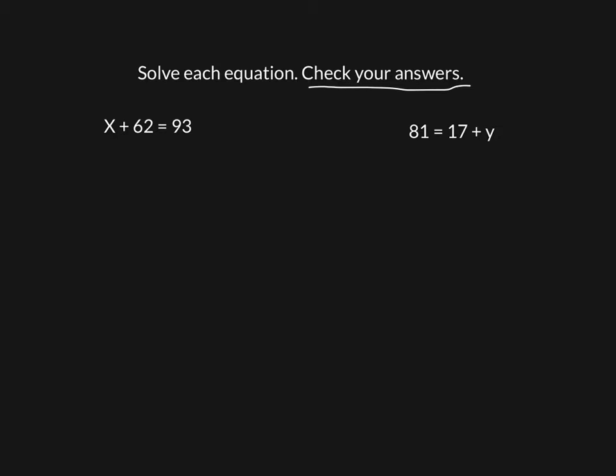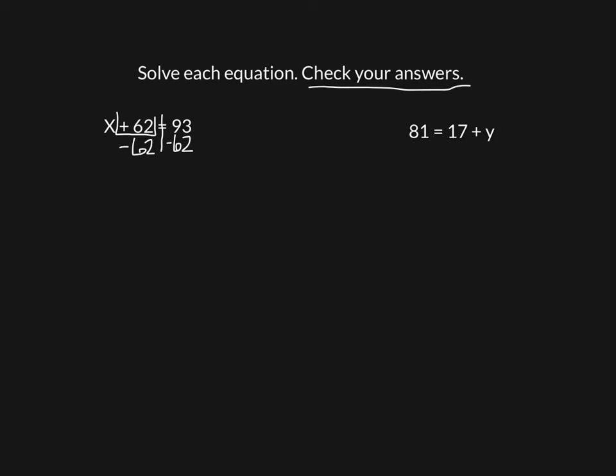So here I have x plus 62, and remember this is like our balance line, equals 93. So if I want to get x by itself, that's what I need to do. I need to get x equals something. So this plus 62 is really bothering the x. So I need to subtract 62 from each side.